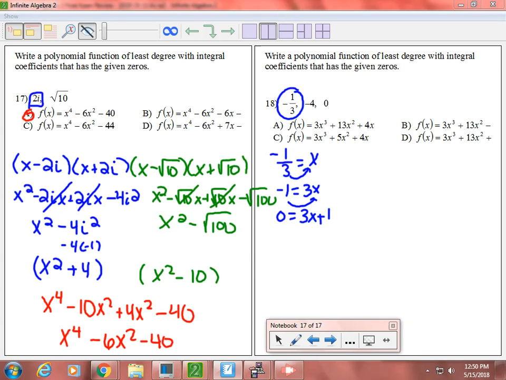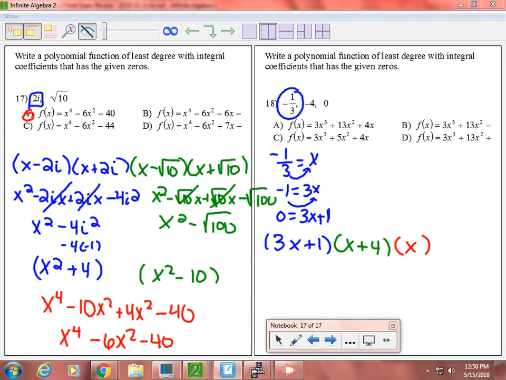And what you could do is think of it as like the bottom goes with the x, opposite of the top. That'll work too. So our first set of points is 3x plus 1. Then my negative 4, well, the opposite of that is going to be x plus 4. And then this one with the 0 is just going to be x.